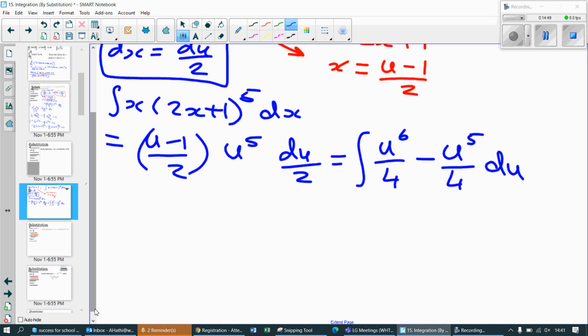So that's u to the 7 over 7 fours are 28, minus, what would that be? U to the 6 over 24. All right? Yes. Add 1 to the power, divide by the new power. 6 fours are 24. Plus C.